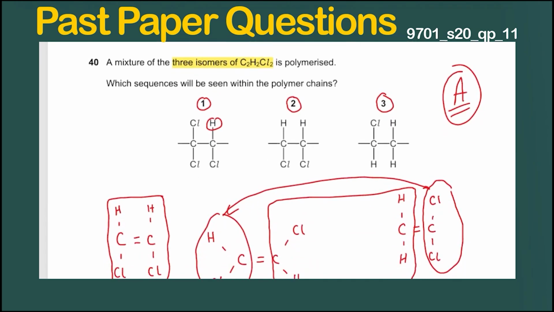With this we completed this paper, 9701 May June 2020 paper 1 variant 1.